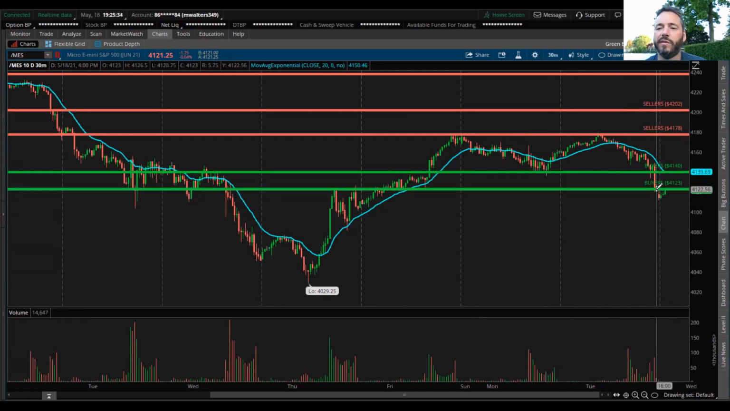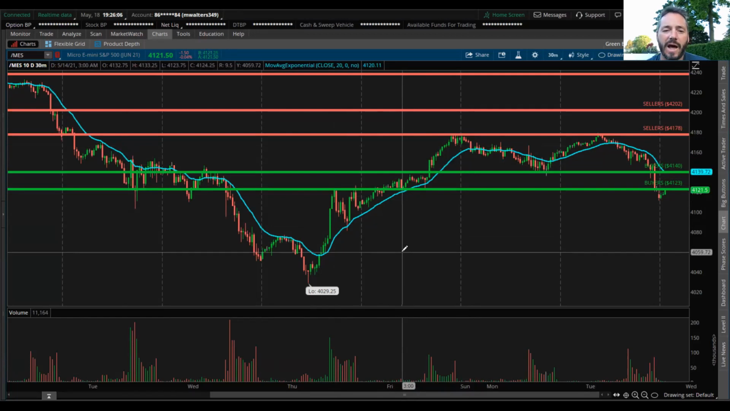So the only thing is, it did bounce off of this line. Now this line, so Friday's buying is right here. Just this area right here. Now this area here, the 4123s, there was buying here, way more buying here, and more buying over here, including this, which makes that level a little bit stronger. So we'll see what happens.